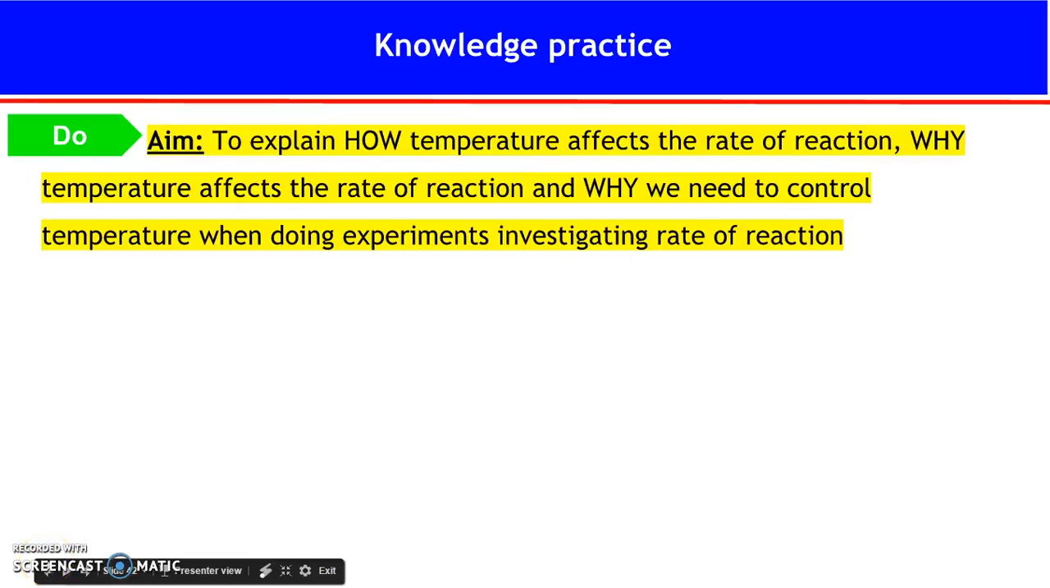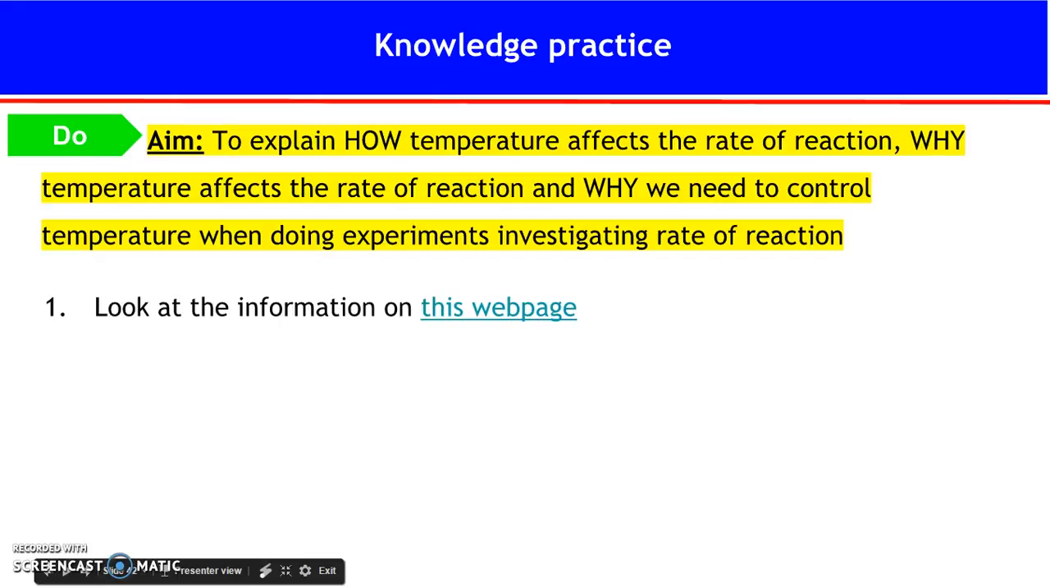The aim of this task is to use what you've been learning about temperature and how it affects reaction rate to write a paragraph, because this paragraph will be useful in your internal assessment. So the aim is to explain how temperature affects the rate of reaction, why temperature affects the rate of reaction, and why we need to control temperature when doing experiments investigating rate of reaction.